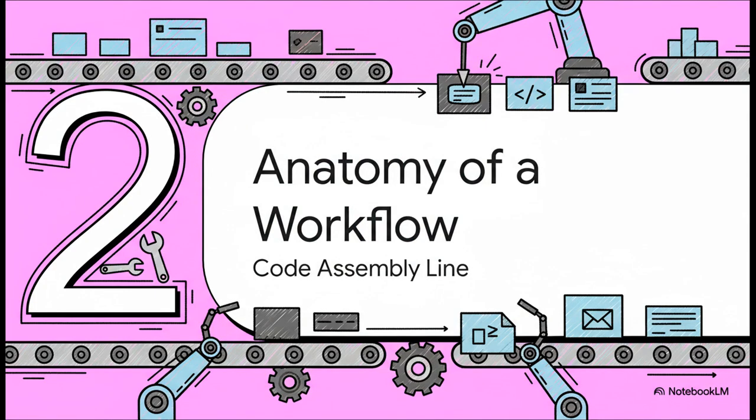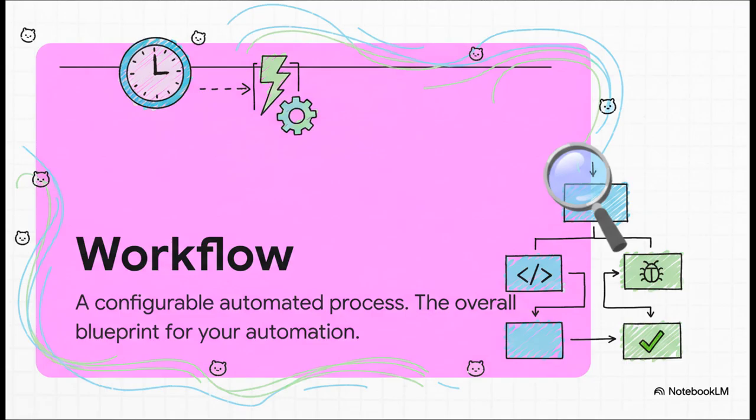Okay, to really get how this works, I find it helps to think of GitHub Actions like a super smart assembly line for your code. So let's break down all the different parts of that assembly line, piece by piece. First, you've got the workflow. This is the big picture, right? It's the complete blueprint for your entire assembly line. It lays out the whole process from start to finish, and it all gets kicked off by some kind of event, like pushing code or someone opening a new issue.